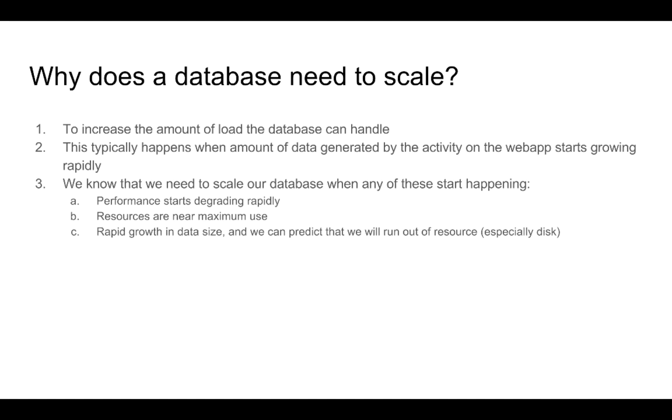The typical signs of knowing when we need to scale a database are when performance starts suddenly degrading rapidly. So whenever additional users come on, the performance just suddenly drops. We also know that it's time to scale the database when the resources are very frequently near maximum use. For example, the CPU, RAM, or disk is maxing out. We can also predict that we need to scale when the data is growing extremely rapidly and we can see that we would run out of resources very soon.